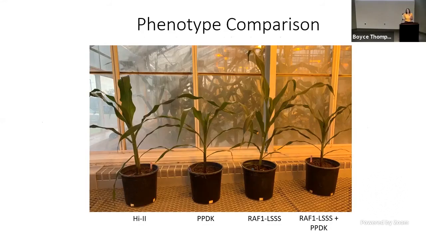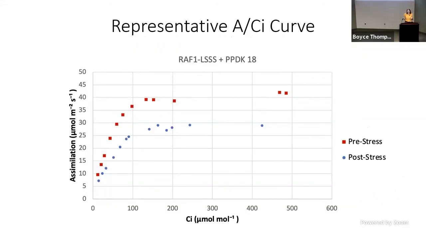And just here you can see that the plants with PPDK just look a little bit shorter than the plants that aren't overexpressing PPDK. And then I began my photosynthesis measurements. And unfortunately, a lot of the A/Ci curves didn't necessarily show a huge difference. So I put one up there so you can see what they look like.